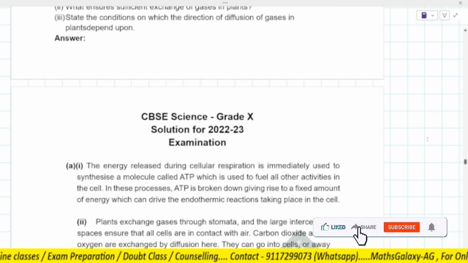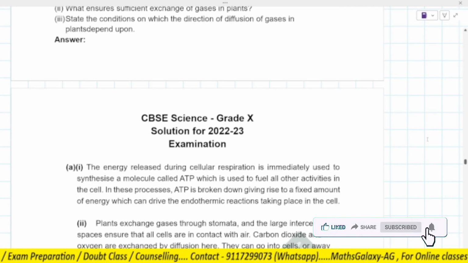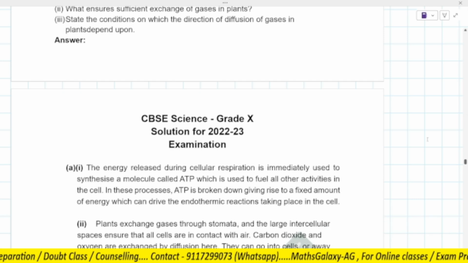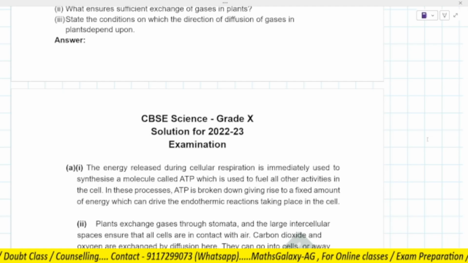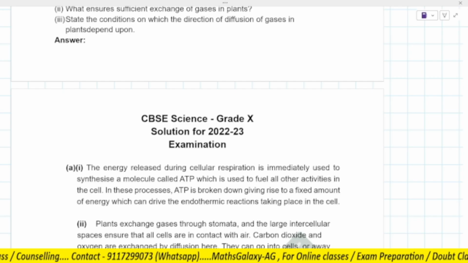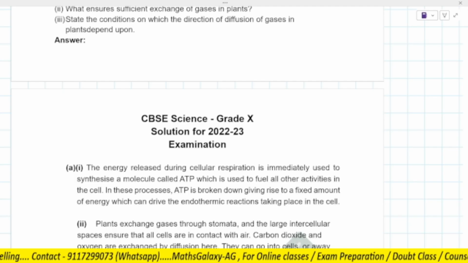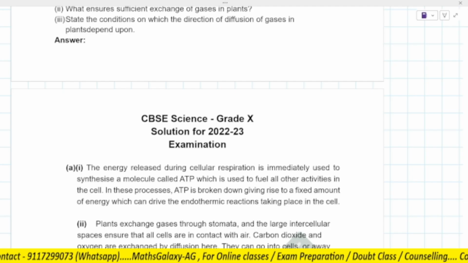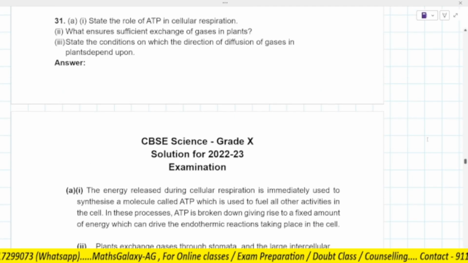ATP. The energy released during cellular respiration is immediately used for the synthesis of a molecule called ATP, which is used to fuel all other activities in the cell. In this process, ATP is broken down, giving rise to a fixed amount of energy, which can drive the endothermic reactions taking place in the cell. Is it clear?